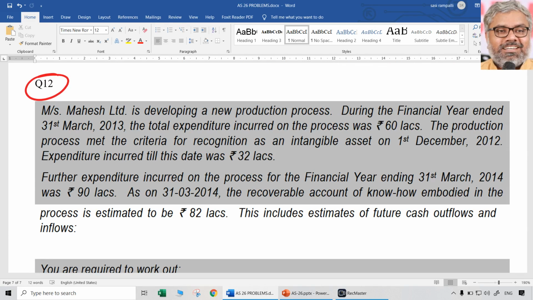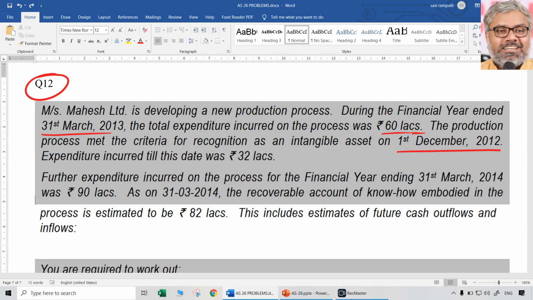Mahesh Limited is developing a new production process during the financial year ended 31st March 2013. The total expenditure incurred on the process was 60 lakhs. The production process met the criteria for recognition as an intangible asset on 1st December 2012. Means any expenditure incurred prior to that cannot be capitalized. Once it meets the asset recognition criteria, then only it can be capitalized. Prior to that, whatever expenditure is incurred cannot be capitalized. That can be considered to be a research expenditure.